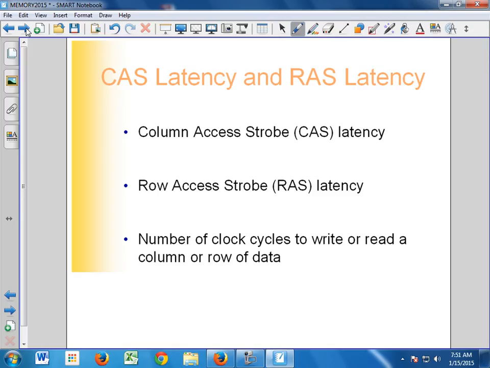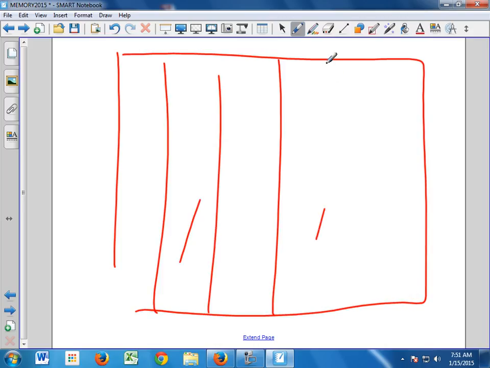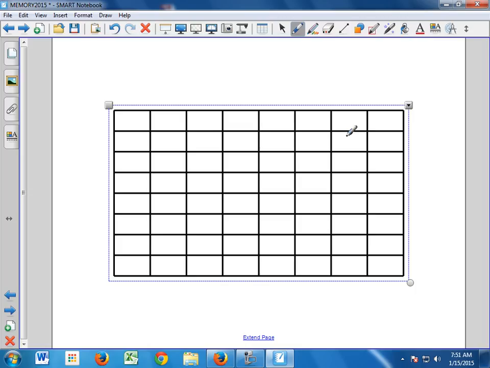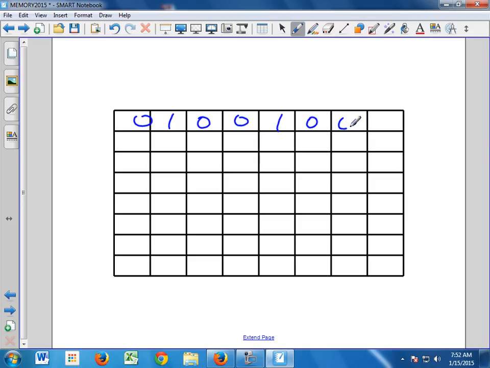Okay? There's something called CAS latency and RAS latency when we go and look at memory. Think of memory like an Excel spreadsheet. I'm going to say it's 2, 3, 4, 5, 6, 7, 8. Excellent. Okay. So here's my memory die. And every time it writes, it's writing its zeros and ones. Okay? And I've got rows and columns in my memory. So think of it like a big spreadsheet of spots that the computer's writing to.